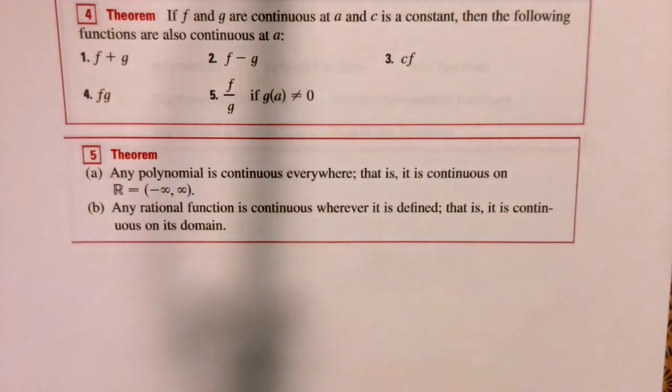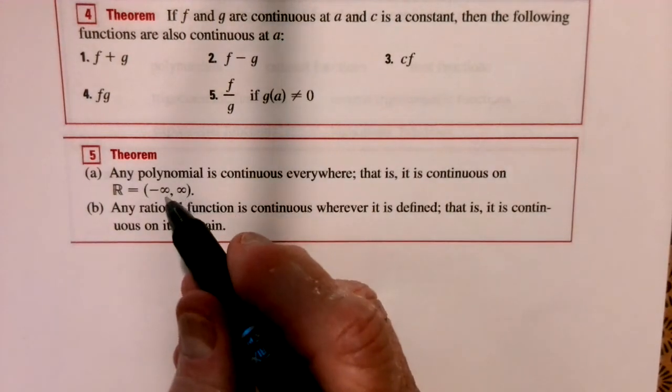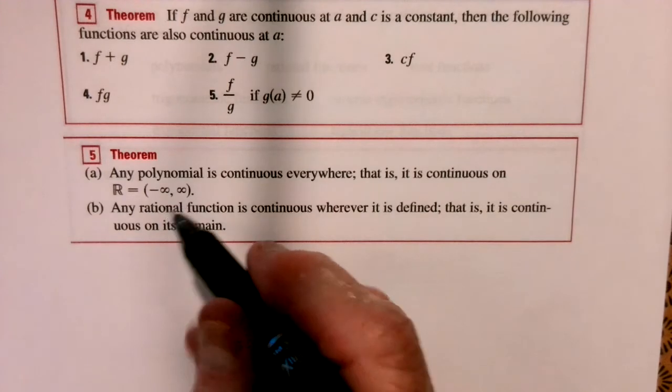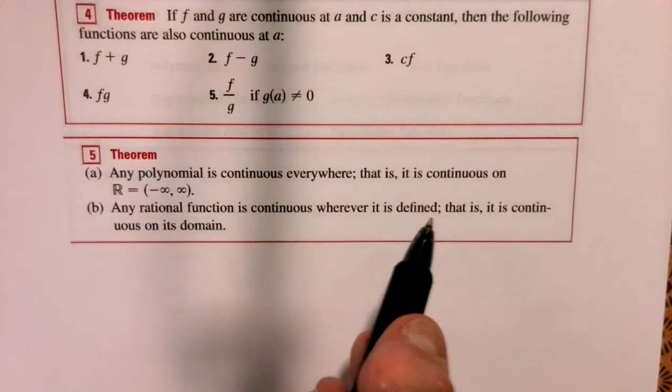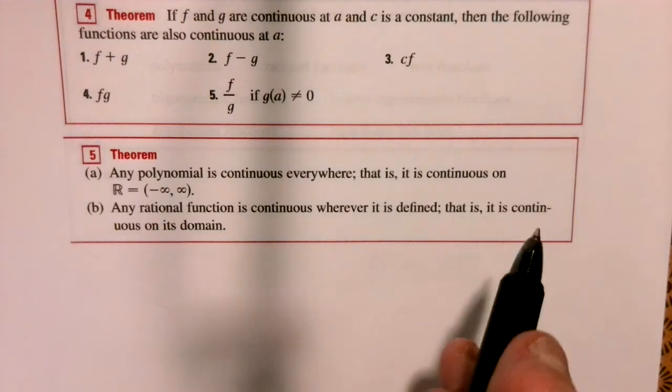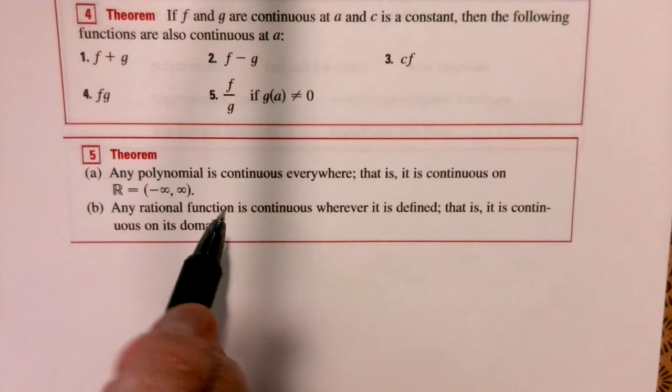And then here's another theorem. Any polynomial is continuous everywhere. That is, it's continuous on all real numbers. And that's what this R means, from -infinity to infinity. And then any rational function is continuous wherever it is defined. That is, it is continuous on its domain. That's another kind of continuity.